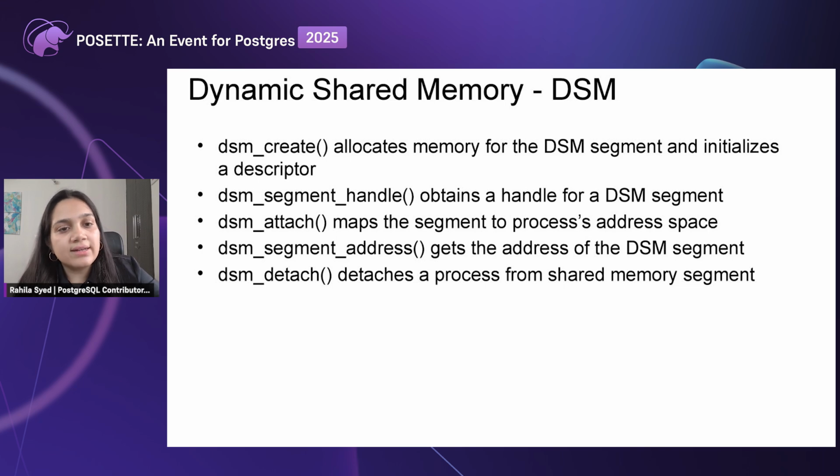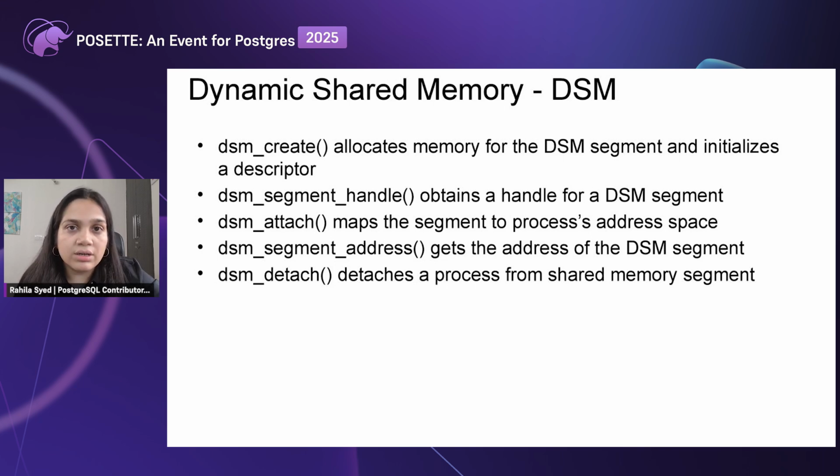So when this handle is shared with another process, it can attach to that DSM segment using dsm_attach and pass in the handle. This results in mapping this segment to that process's local address space. Once a segment is mapped to the address space, one can use APIs like dsm_segment_address to get to the actual local pointer for that DSM segment.